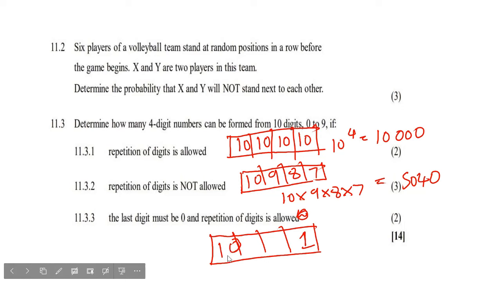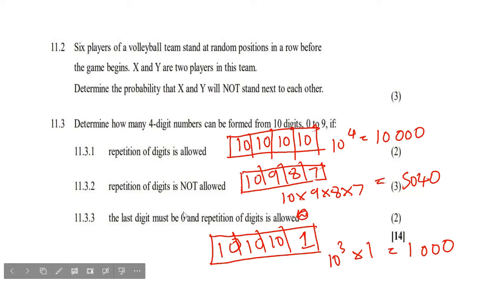Or they did not say 0 must be used as the last digit only. Yes. So they said repetition is allowed. That means if you have a 0 here, you can also put 0 in other positions. Then that's 10, 10, and then 10. So that's 10 to the exponent of 3 multiplied by 1, which will give us 1,000.